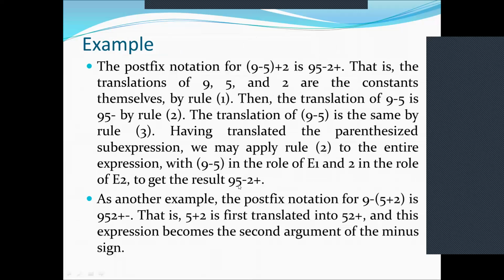Let us say 95 minus 2 plus. This is the postfix notation. How does the compiler execute this? It scans the whole string till it gets the first operator. So it scans 9, it scans 5, then it finds the minus operator here. This is the first operator. It comes first. So what happens?